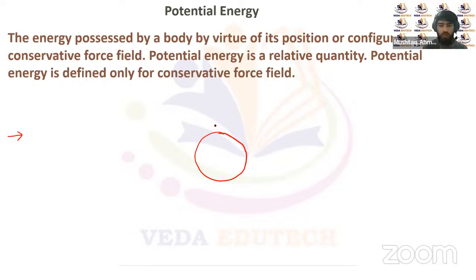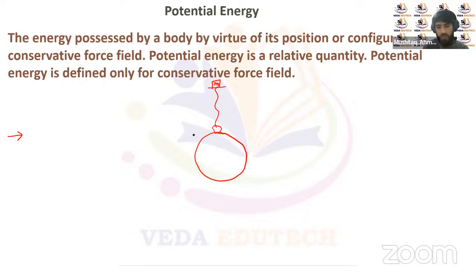Now if we take this body of mass m to some height h, then we are doing work on this body. This work done will be stored within the system as potential energy. So this potential energy will depend only on the position of this body.